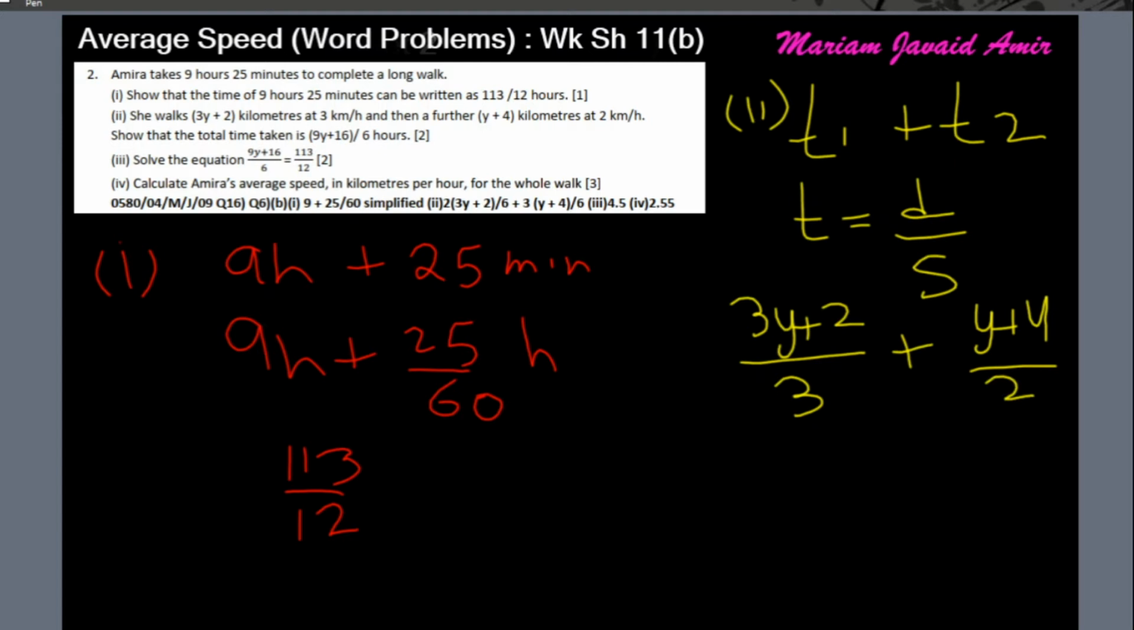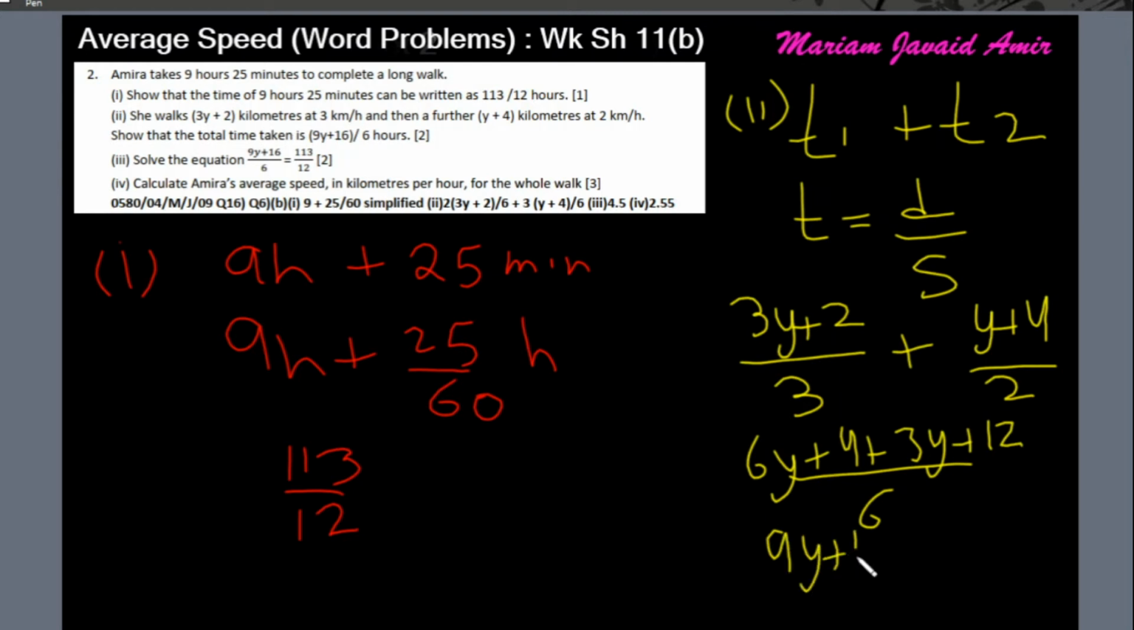Now show that the total time taken is this. So take the LCM, which will be 6. This will become 6y plus 4 plus 3y plus 12, which becomes 9y plus 16 over 6, which we've shown.